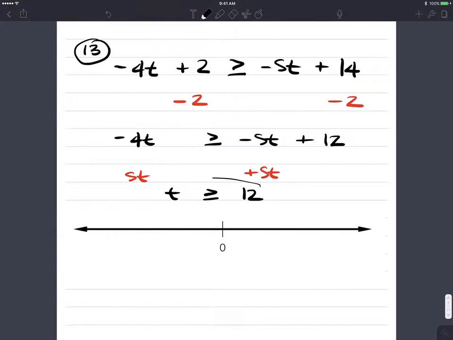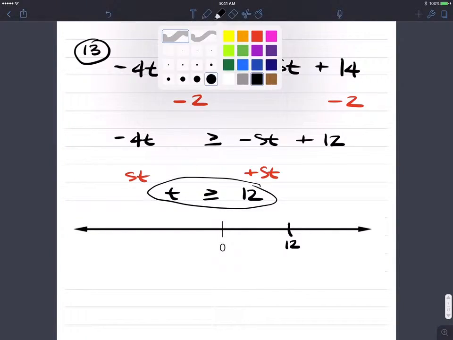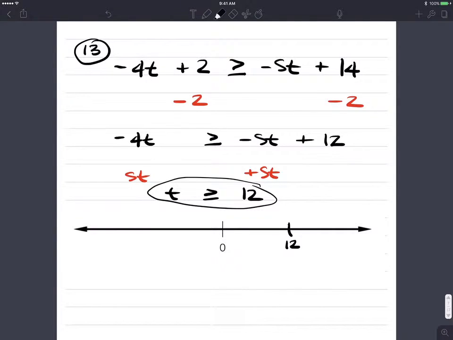We are now going to graph. 12 is positive, so it's to the right of 0 where all the other positive numbers live. Because our inequality sign is greater than or equal, we're going to now shade all numbers that are greater than 12, and those are numbers that live to the right of 12.